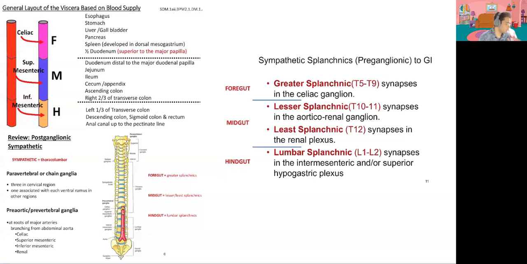And then you're going to cover the last portion of the transverse colon all the way up to the anorectal junction, where you're going to get to the pectinate line and all that jazz.